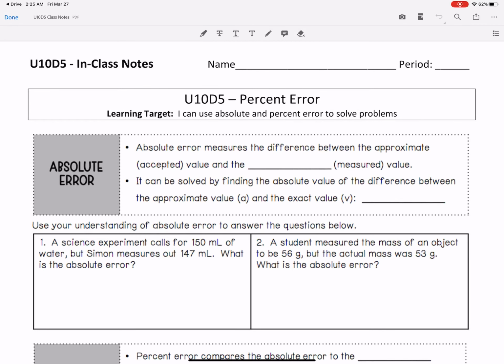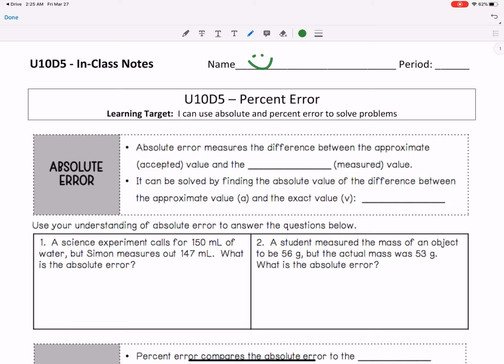So you're back for more math. Hey, that's okay. It's okay if you can't get enough of it. Here we are. This is Unit 10, Day 5, percent error. And this lesson could seem a little bit difficult, but we'll break it down into some simple steps.